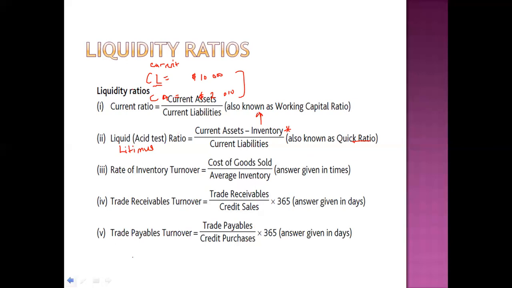We move on to another ratio which you need also to learn by heart. This is the rate of inventory turnover. Rate of inventory turnover is equal to cost of goods sold. I think you know how to calculate cost of goods sold. Those who are following my videos, we did this one. We are saying our opening inventory, we add our purchases, then if we've got carriage inwards, we add our carriage inwards. We deduct our closing stock, our closing what?